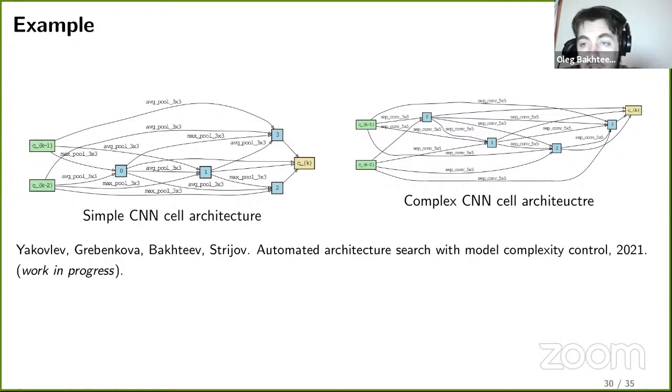And here are some cells for this method that we can obtain using different complexity of the model. On the left slide, there is a cell for a very simple model. We obtained it practically doesn't contain any convolutional operations, only pooling ones. And for the complex CNN cell architecture, there are many convolutional operations. So it's more complex, but it's more accurate. So using hypernetworks for the model complexity control, we can obtain different structures for deep learning models.